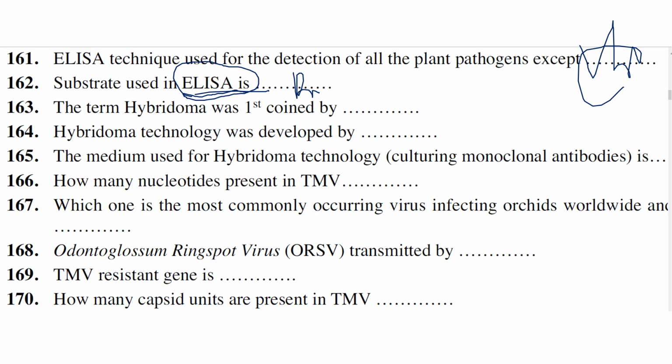So the most recommended one is the para-nitrophenyl phosphate. The term hybridoma technology was first given by Hargenberg.